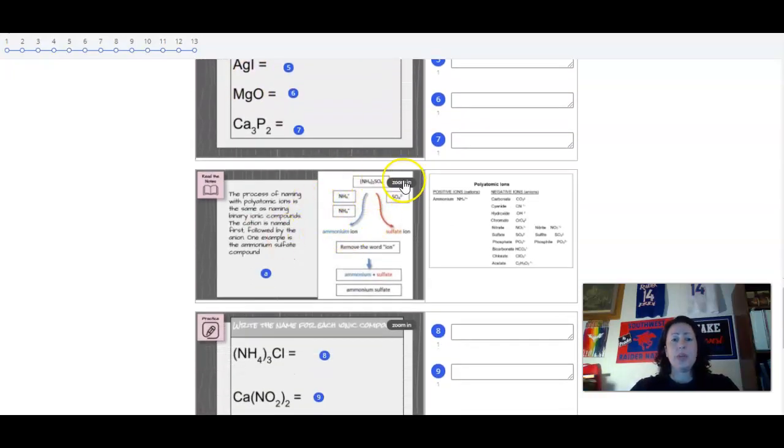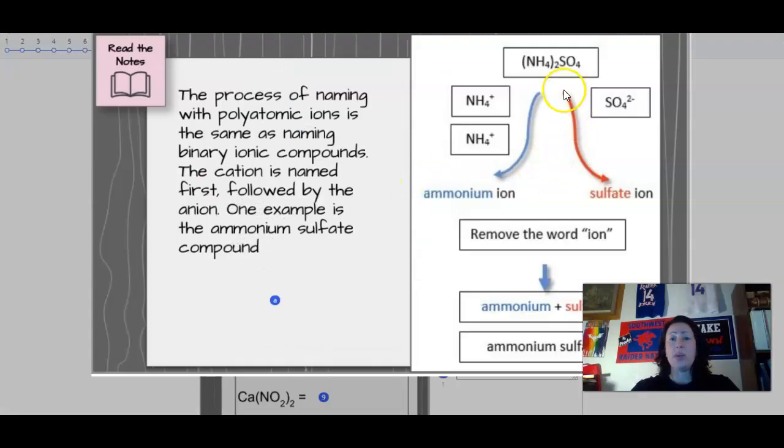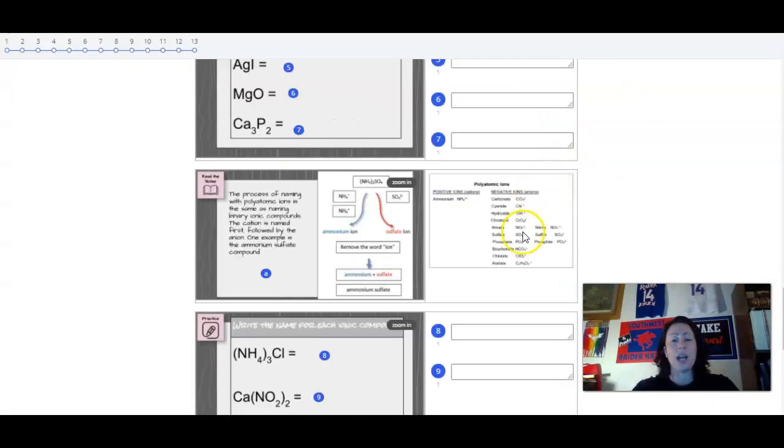And then read these notes, and it's showing you even with the polyatomic ion, which I'll go over in the video. It's an ion that has two or more elements in it, but it still just has its own name. Whatever the name is, you just put those two together. And that's it. That's the name of the ionic compound. You just put the names of the ions together.